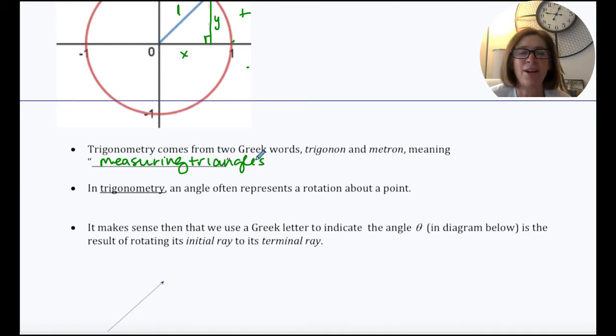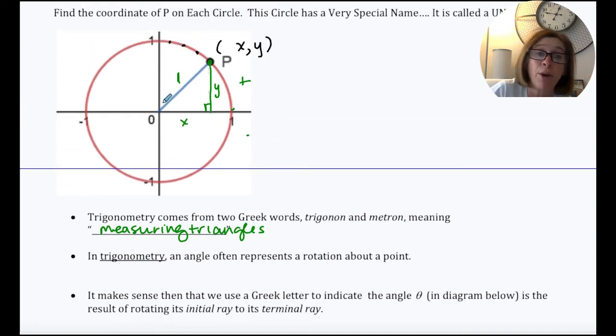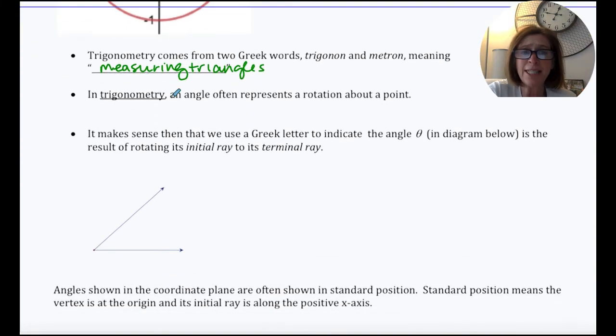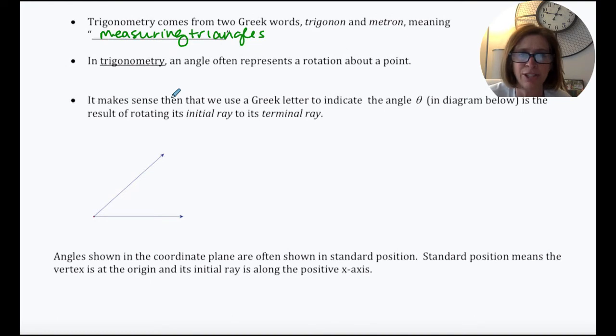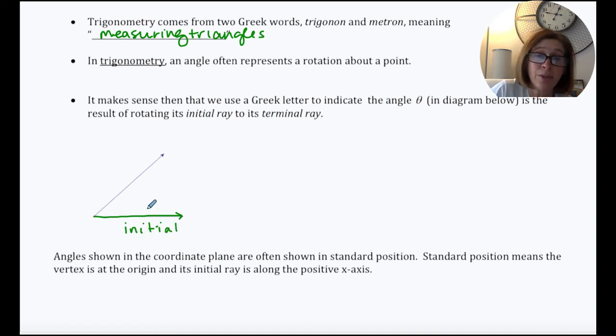All right, in trigonometry, an angle often represents a rotation around a point. When we're talking about the unit circle, that point is always going to be the origin. I'm rotating around the origin. So we've got to get some language down. There's going to be a lot of language with trigonometry. The first is the initial ray. The initial ray is the ray in standard position, starting at the x-axis, and then we would go to what we call the terminal ray.